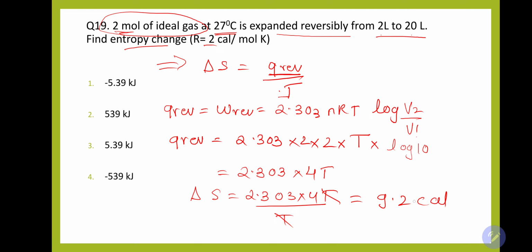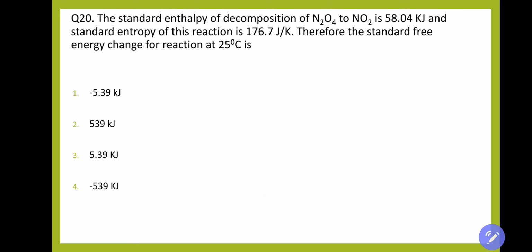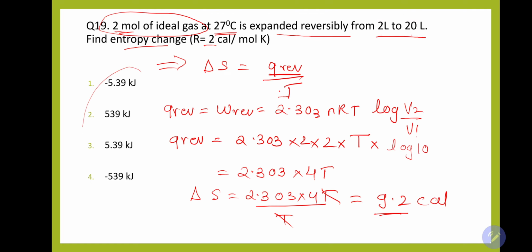So this is your answer. You have to find the entropy change. So the entropy change will be 9.2. Now let's see the next question. The standard entropy of decomposition. Here the values are given wrong. Please don't take it. You have to just see the answer. The answer is 9.2 calories.